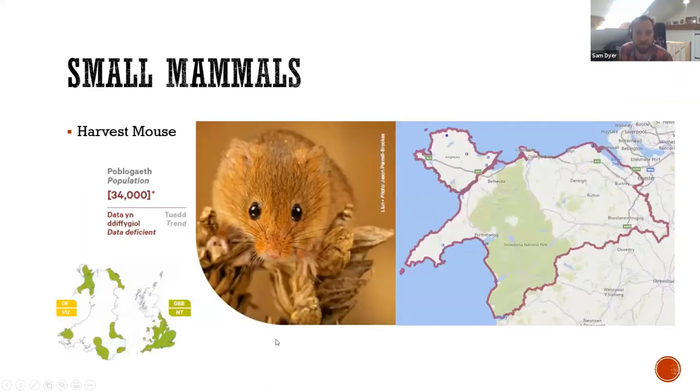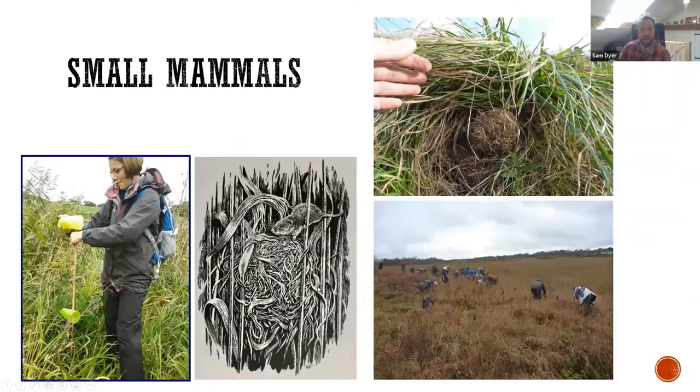So, moving on to harvest mouse. As you see, very few records within North Wales. This is a species that has been searched for actively, but they're quite hard and labour intensive to survey for. They're a vulnerable species with a very fragmented distribution. They're quite charismatic, often associated with cornfields, and they have an amazing prehensile tail that can wrap around and help them move through the stalks of corn.